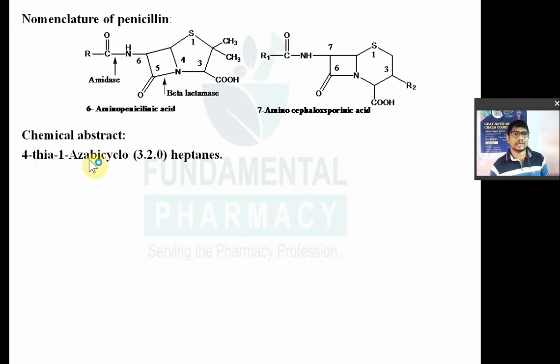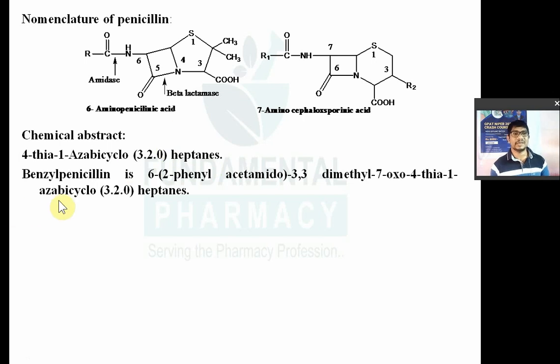So what is the chemical name of penicillin as per the chemical abstract? Chemical abstract के तहत कौन सा chemical name है penicillin का? So it is known as 4-thia-1-azabicyclo 3.2.0 heptane. That is nothing but the penicillins. Another name is there, for example, benzyl penicillin. It is also known as penicillin G. It is nothing but the 6-2 phenyl acetamido 3,3 dimethyl 7-oxo 4-thia-1-azabicyclo 3.2.0 heptane, right?